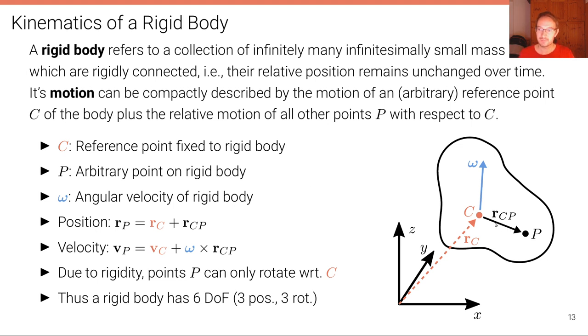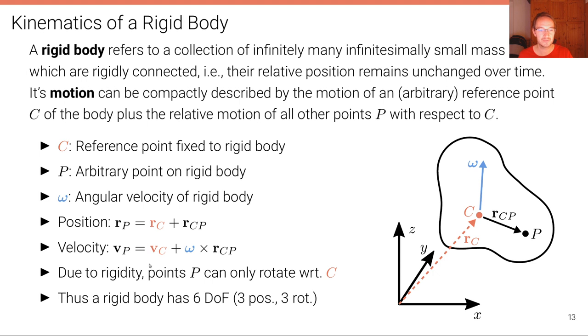Okay, because we have this relative relationship of this point P with respect to C, we can describe, of course, the location of P as RC, this vector here, plus RCP, this vector here. And this describes the location of that point P, which we denote as RP. This would be this vector here, which is not shown.